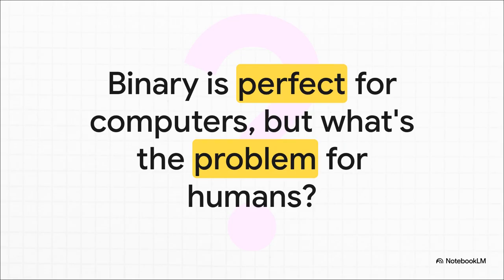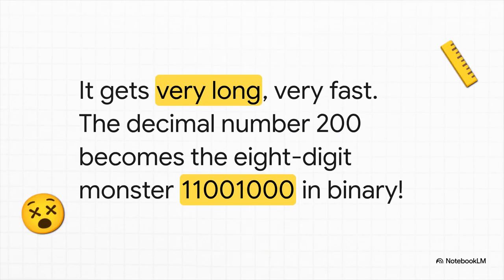Okay, so this is perfect, right? We've found the ideal language for machines. Problem solved. Well, not quite. Because in solving the computer's problem, we've just created a brand new one for the humans who have to write the instructions for them. And here's exactly why. Binary numbers get incredibly long really fast. Just look at this. The number 200, just 3 simple digits for us, explodes into this 8-digit monster, 11001000. Now imagine trying to read, write, and find mistakes in code made up of thousands of lines of that. Yeah, it would be an absolute nightmare.